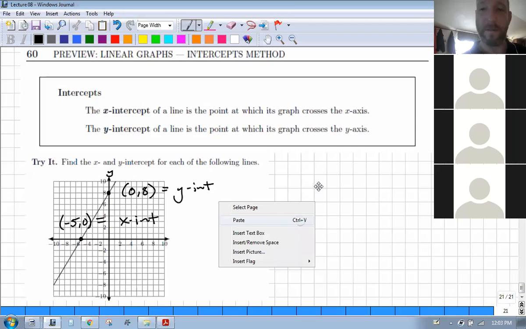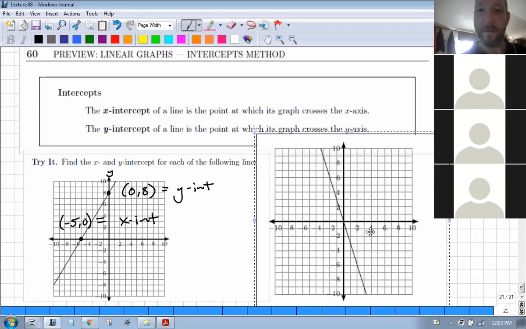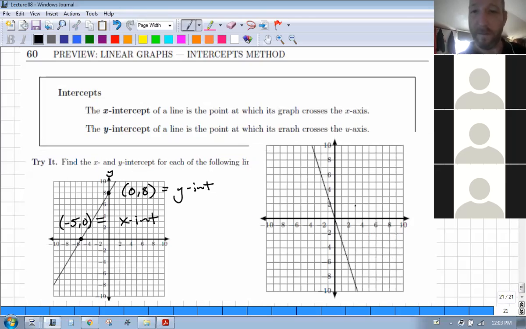Look at this dude. This goes through the origin. This is 0, 0. All right. It is both the x-intercept and the y-intercept, because that's the only point that's on both the x-axis and the y-axis. So it's called the origin. It goes through both.